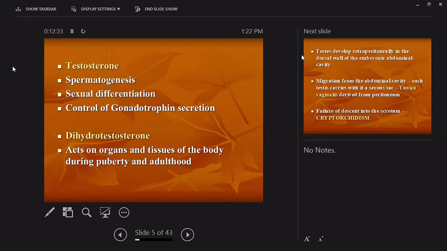Dihydrotestosterone acts on organs and tissues of the body during puberty and adulthood.